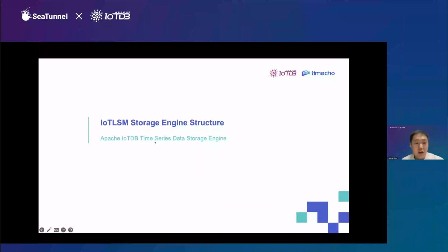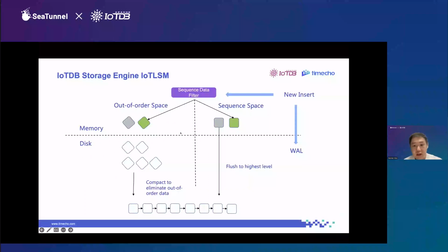Okay, the third part of this talk is about the IoT-LSM storage engine structure, which is the IoTDB time series data storage engine. Okay, the total structure of the storage engine looks like this. The new insert comes from the client. We have a sequence data filter to discriminate the out of order data or sequence data into the memory first.